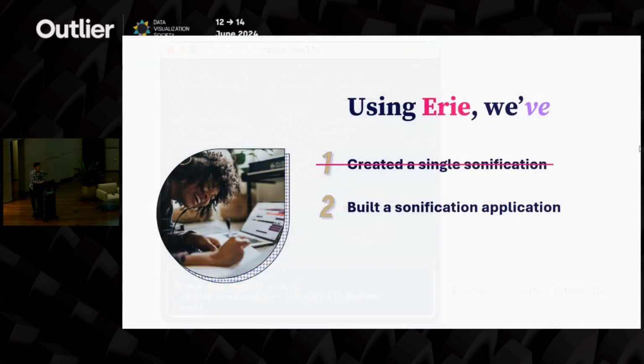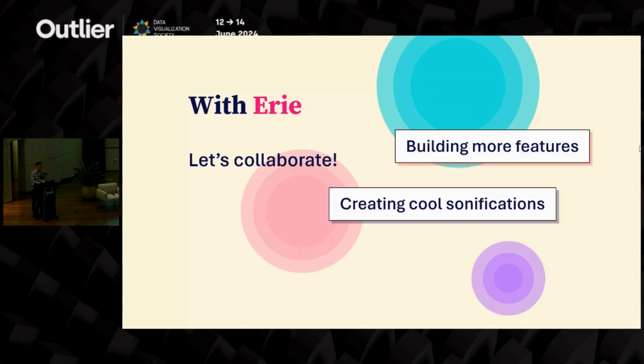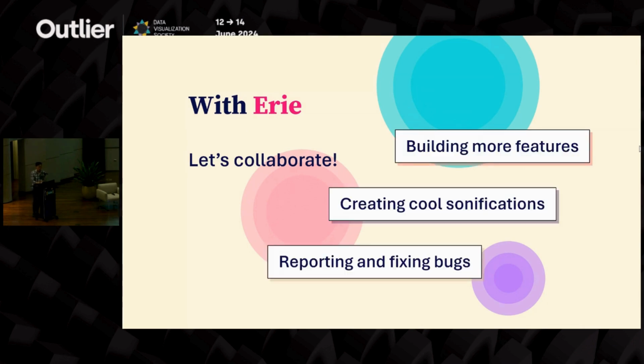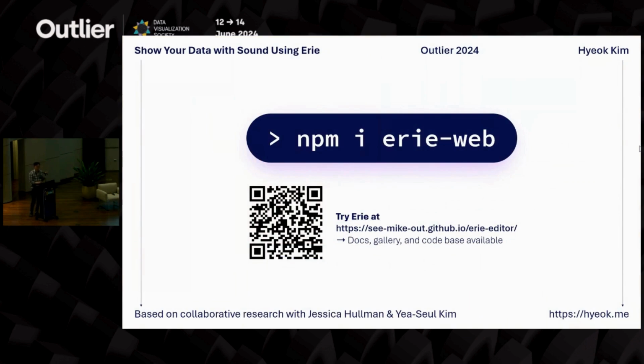Today I've shown how to use Erie for a single sonification and a sonification application. If you are interested, I'd like to invite collaboration to build more features, cool sonification examples, and, most importantly, maintenance. You can use Erie as a JavaScript library, and you can also try it online with the Gallery. So take pictures, this is the time, kind of.